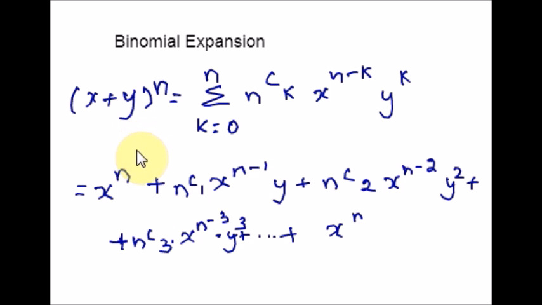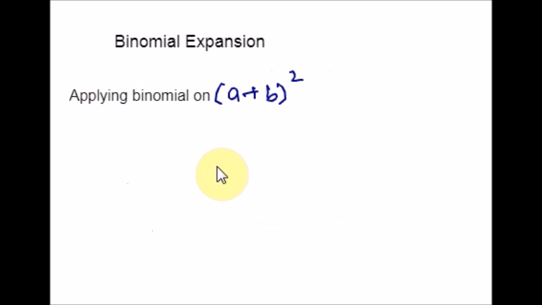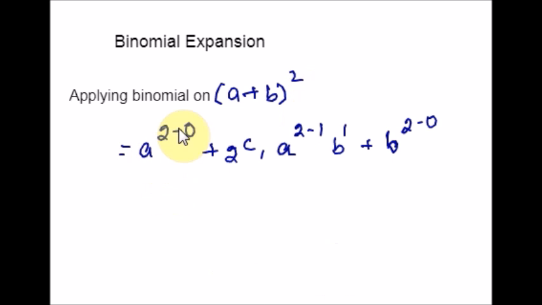Okay, let us now apply the binomial theorem on (a plus b) the whole square. Now we are going to use the general expansion equation which we saw before. So (a plus b) raised to 2 is a raised to 2 minus 0, plus 2C1, a raised to 2 minus 1, b raised to 1, plus b raised to 2 minus 0.